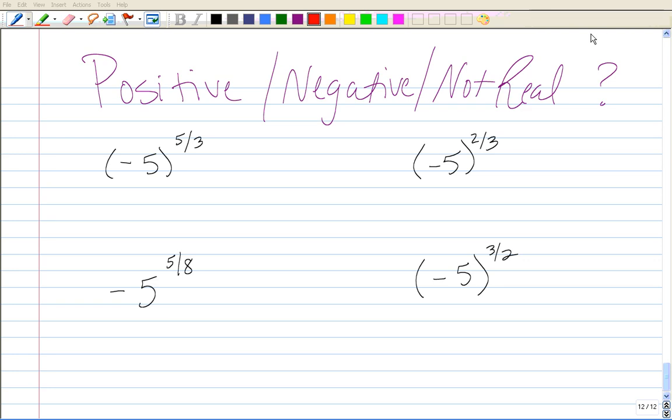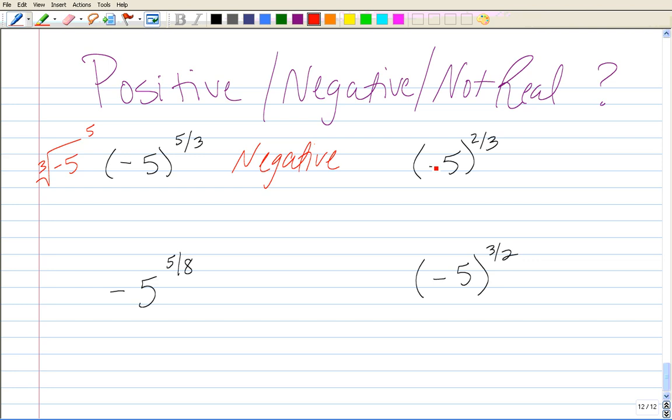And now, my dear students, we are at the positive, negative, not real portion of our review. For each of these, we're not going to actually evaluate them. We're just going to determine if they're positive, negative, or not real when simplified. On this first one, we have negative 5 to the 5/3 power. So think of this as the cube root of negative 5 raised to the 5th. So we can take the cube root of a negative number, it'd be negative, and a negative raised to an odd power is also negative. So that's all we need there.